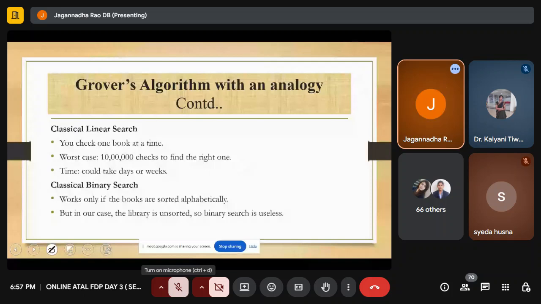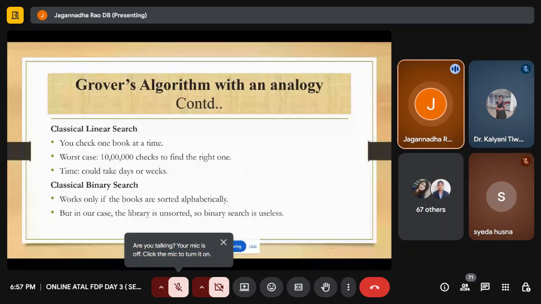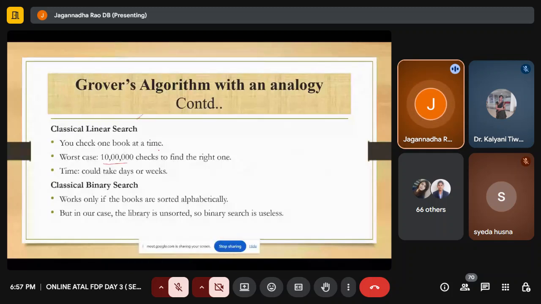Classical binary search works only if the books are sorted alphabetically. In classical search, you check one book at a time. The worst case is that with 10 lakh books you need to search all of them, otherwise you won't get your book. I already told you the books are not in order. I have not put them in proper order, alphabetical or engineering separate, medical separate like that.